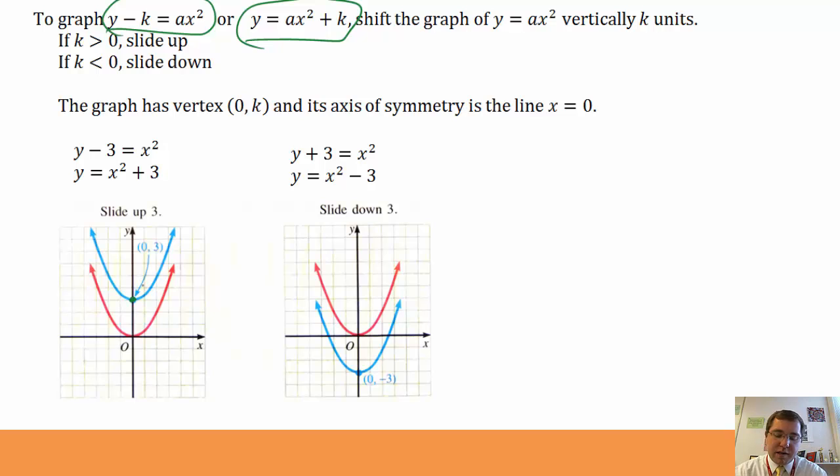If we have y plus 3 equals x squared, which is really y equals x squared minus 3, then k is negative 3, because it's y minus a negative 3, and we slide down 3. We shift down 3, and we end up at 0, negative 3 for the vertex. And every other point on the parabola also shifts down 3. The point 1, 1 now becomes the point 1, negative 2.